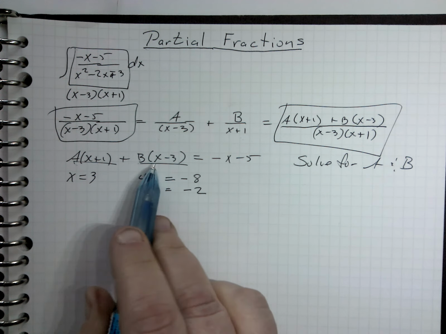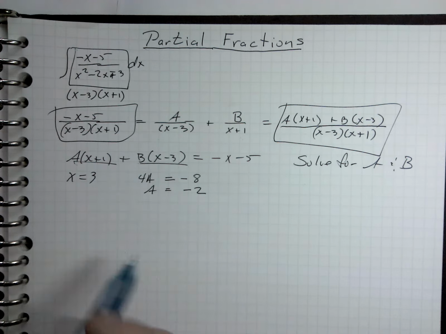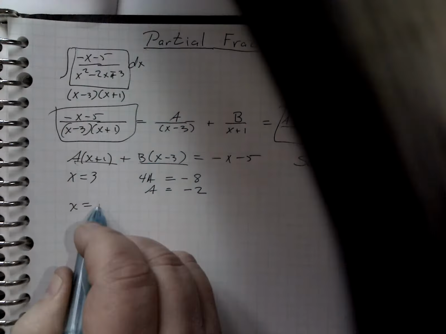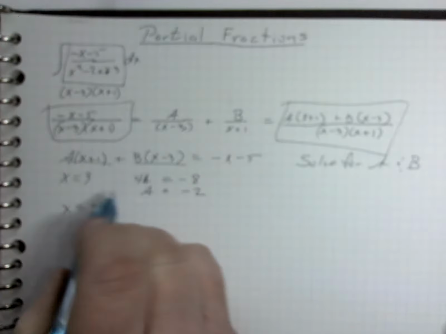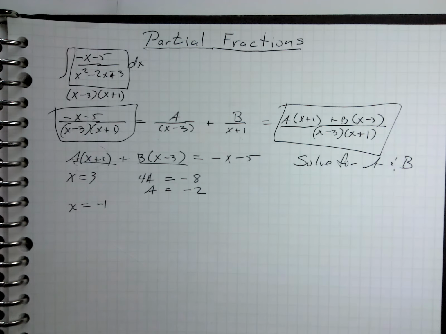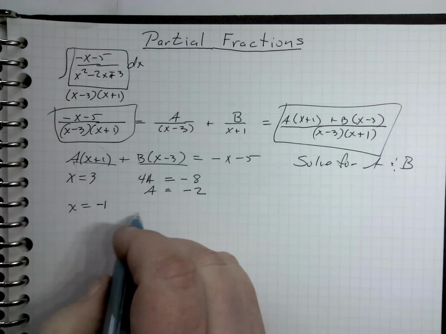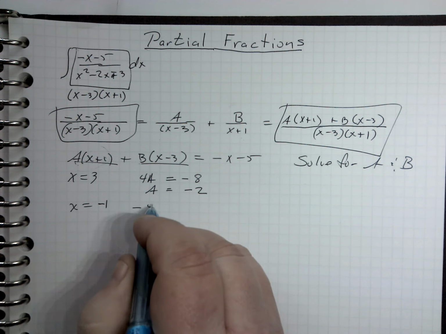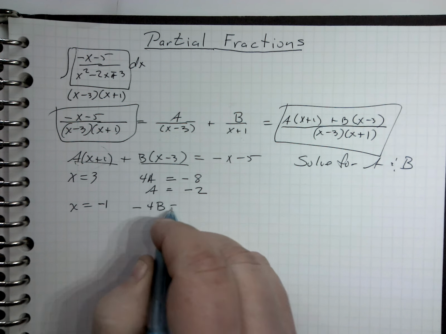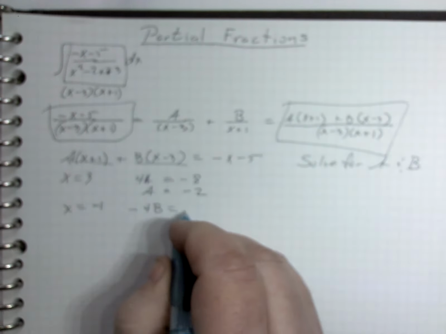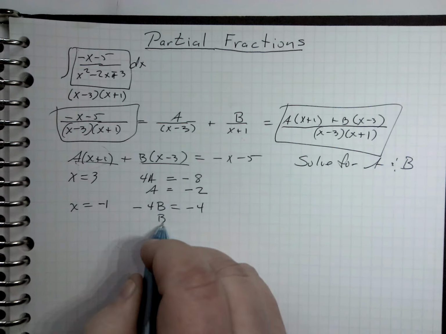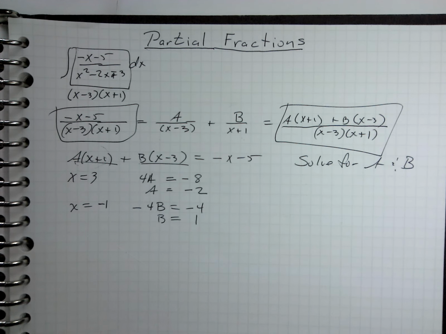Now another convenient choice would be x equals negative 1. If I stick in negative 1, this term goes away. So I have B times negative 1 minus 3, which is negative 4 again. And if I stick a negative 1 in here, I will get a negative 4. So that means B is equal to 1.